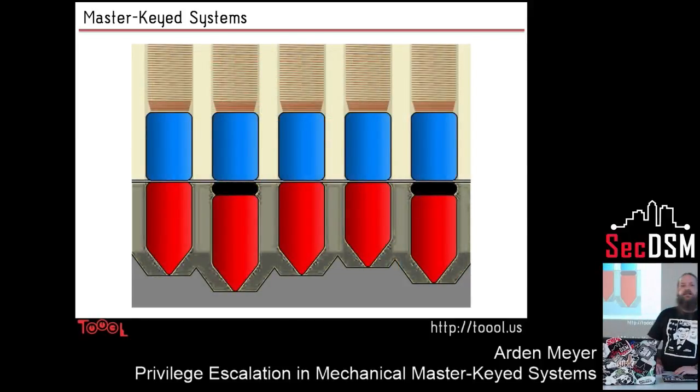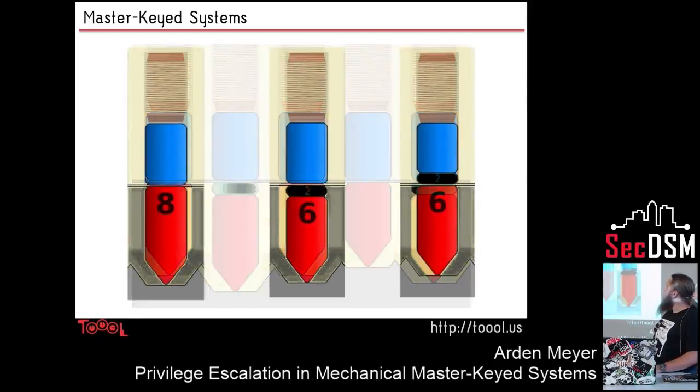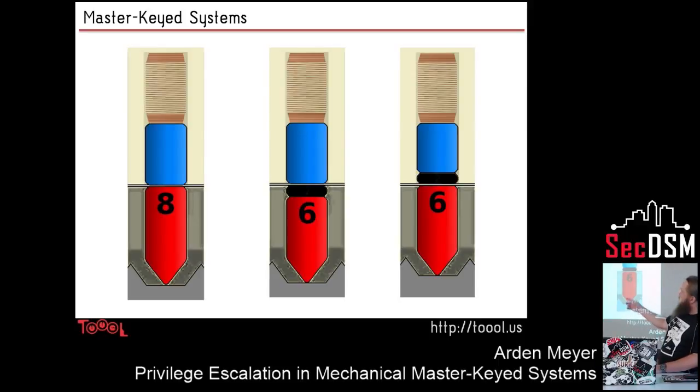But in a master key system, in between your driver pin and your head pin, you have some master pins. That allows multiple keys to operate in this type of lock. In this example, for the pin on the left, only a key cut to the 8 depth is going to work. But on these other two, either a 6 or an 8 will work because we have a 6 depth driver pin, and then we have a 2 depth master pin in between the driver pin and the head pin.